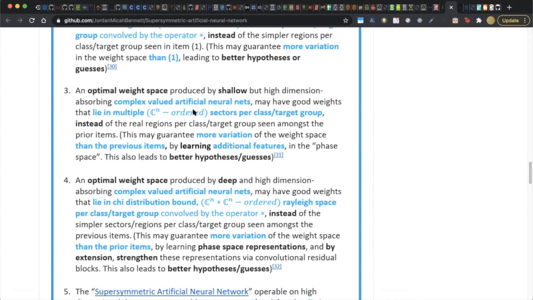I'm seeing how it works here. It's saying it may have good weights that lie in the chi distribution bound, Rayleigh space per class. Can you probably explain in simpler terms what that part is saying? We're looking at item 4. Yeah, item 4. We know what a distribution is. That distribution is just another type of distribution. Okay. And what do you mean by Rayleigh space per class?